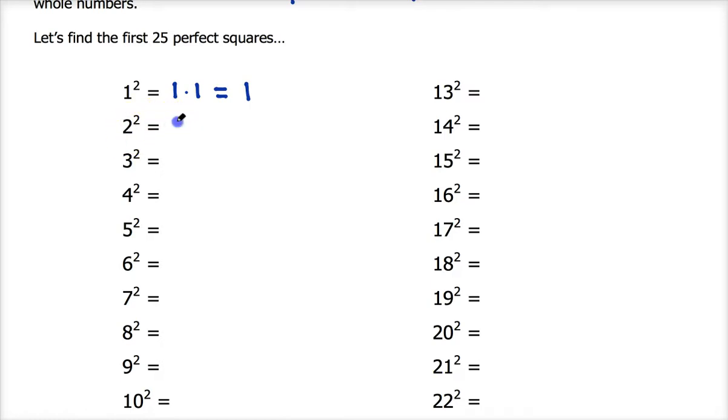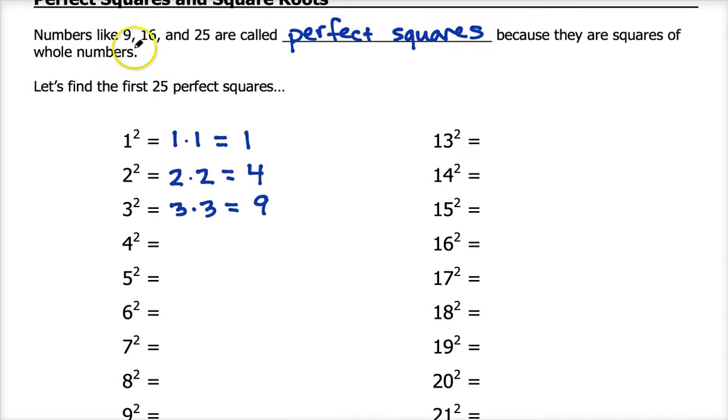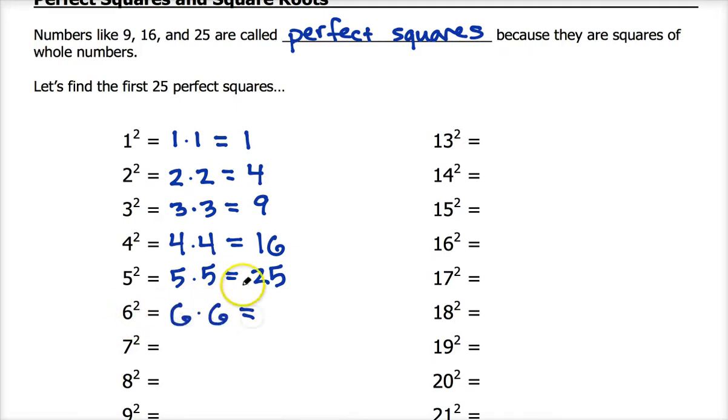2 to the second power means 2 times 2, which gives us 4. 3 to the second power means 3 times 3, which gives us 9. So there's 9, the perfect square that I talked about up here in this list. 4 to the second power means 4 times 4, which is 16. 5 to the second power means 5 times 5, which is 25. I can also call this, instead of 6 to the second power, 6 squared. So anytime I say you're squaring a number, it just means to the second power. So 6 times 6 is 36.